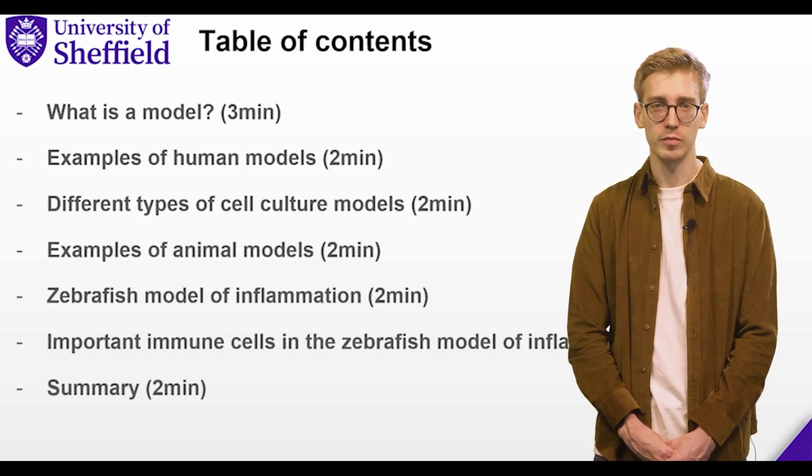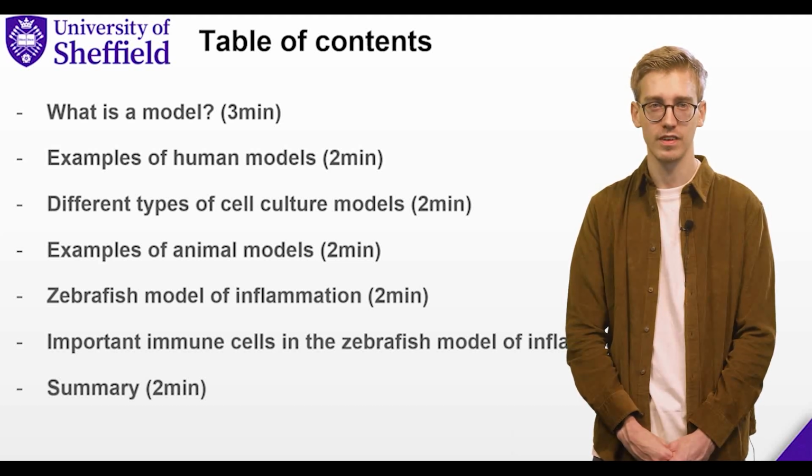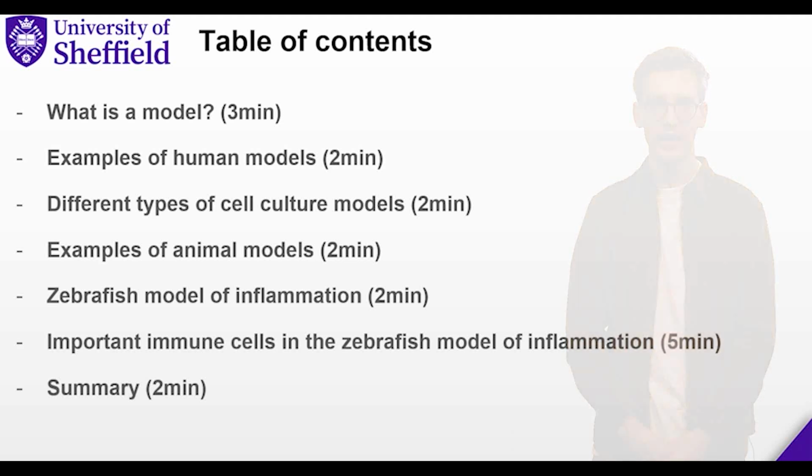Then I will provide some examples of animal models, after which I have picked out the zebrafish model of inflammation for further explanation. I will then describe what cell types play an important role in this model, and I will highlight some of the essential cells with more information. Then I will summarize the most important information of this part of the course.